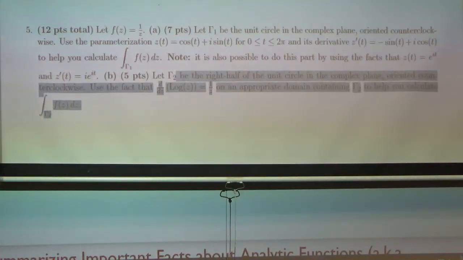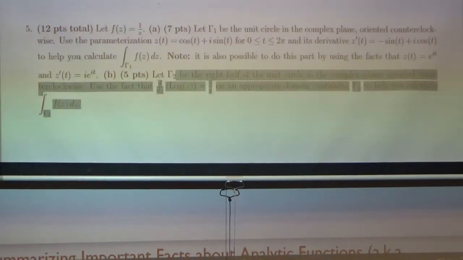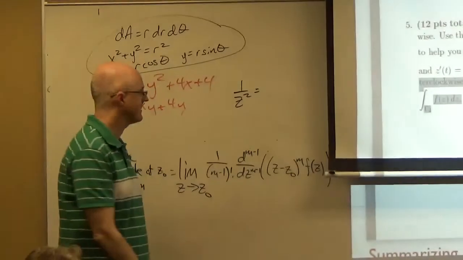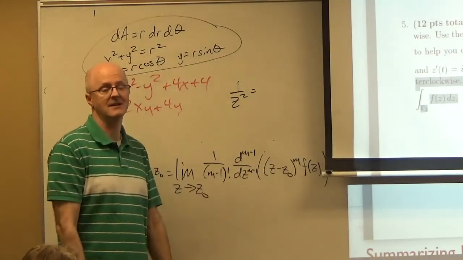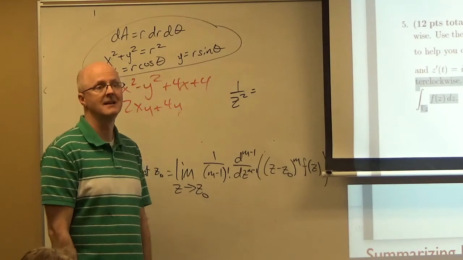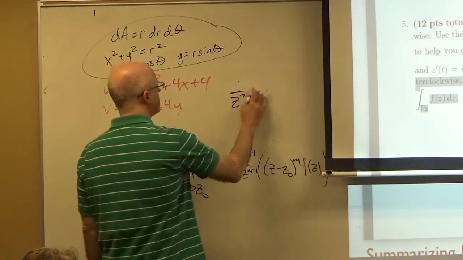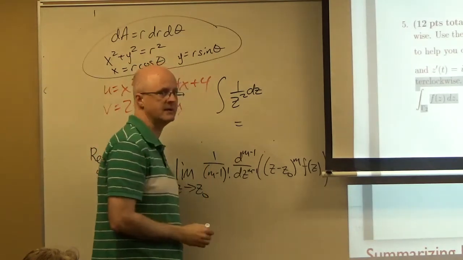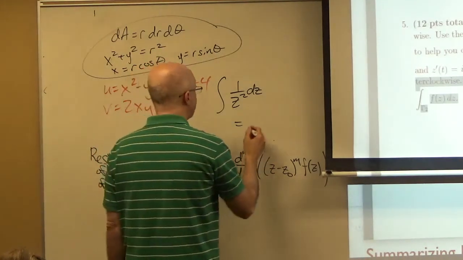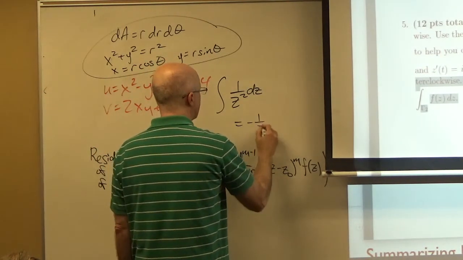Things like 1 over z squared are not analytic on the plane. In fact, the domain of analyticity is the punctured plane, which is not simply connected. But this does have an antiderivative over the entire plane, and that would be negative 1 over z.